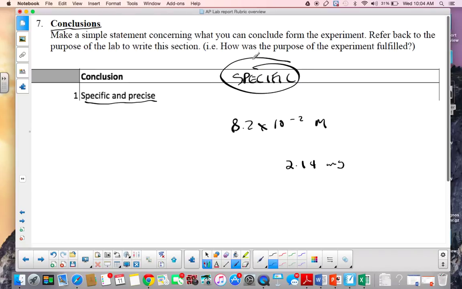Make sure it's very specific. The idea is that whatever the purpose of your lab is, it connects back to your purpose.